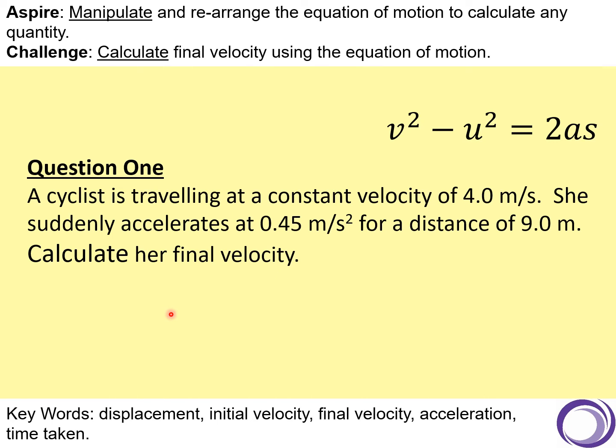Okay, I'm going to help you out a little bit. So the cyclist is traveling at a constant speed of 4 meters per second. That, remember, is the starting speed, the initial velocity. So that is going in place of u. Then you've got your acceleration, which is 0.45. You're going to do 2 times 0.45 and then times that by 9 because that's the displacement.